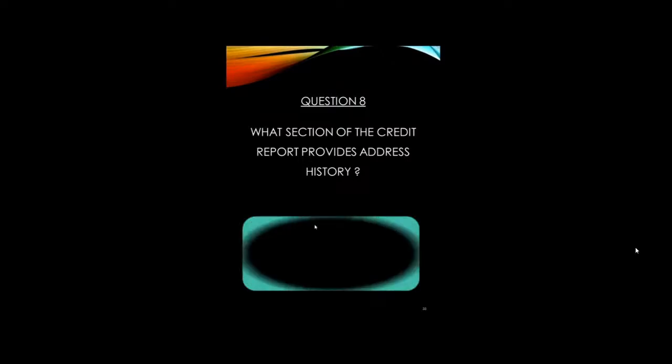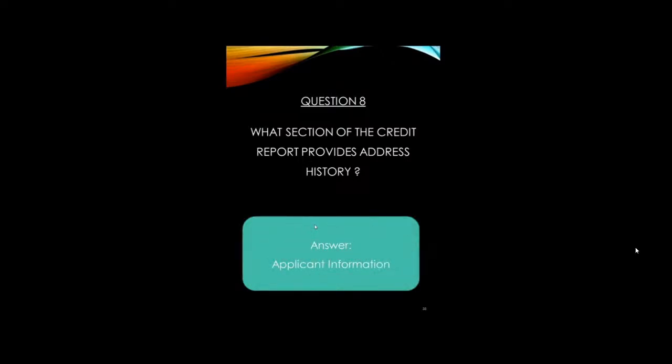Question 8. What section of the credit report provides address history? We just went over the example of the credit report, but also in the slides previously, we talked about this. Hopefully you got this one right also. It's the application information. And again, we always want to make sure that the information is accurate in our 1003, credit report, and our AUS systems. Everything has to be accurate.